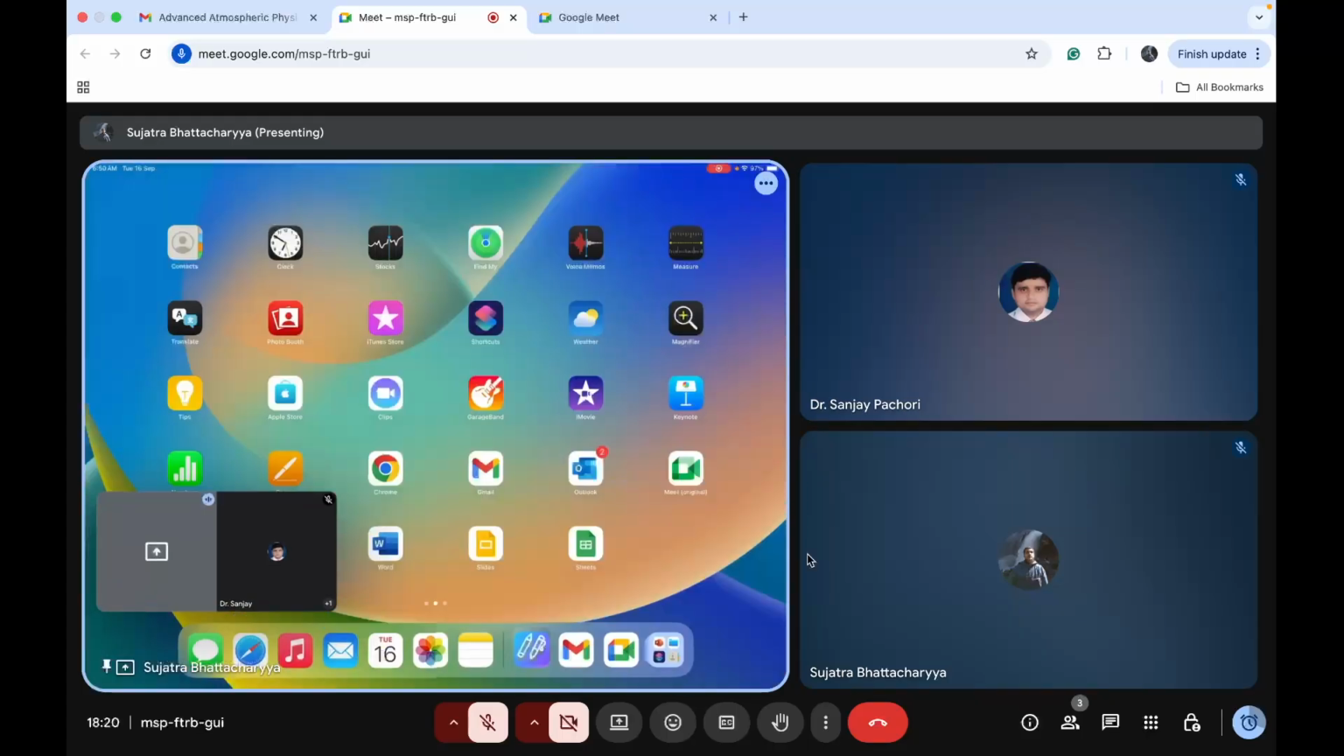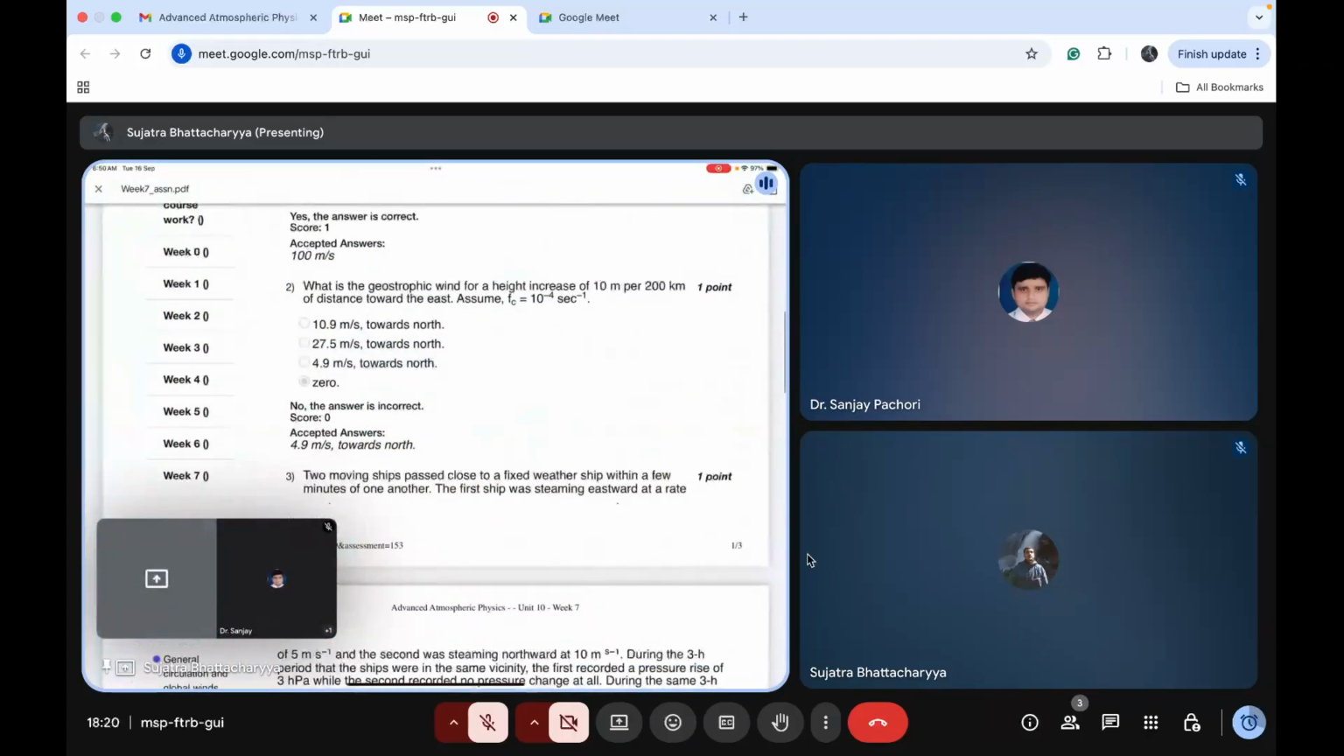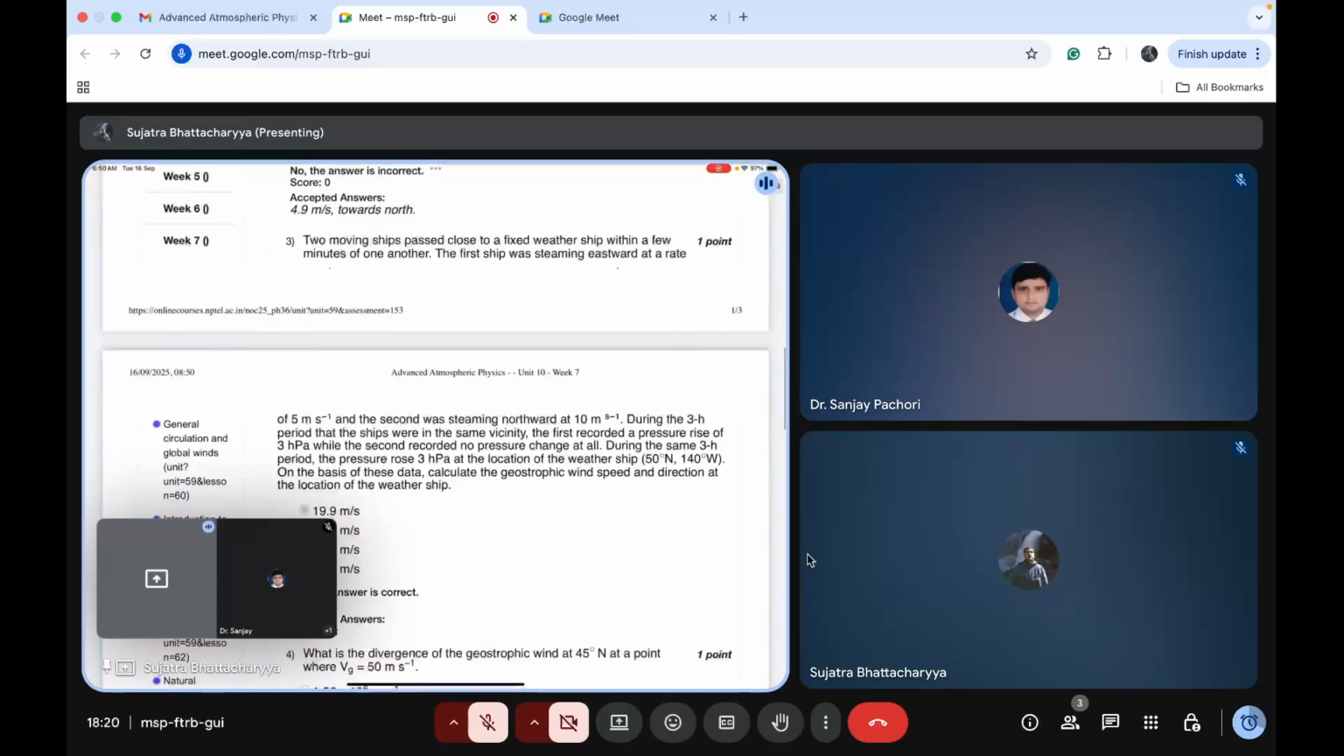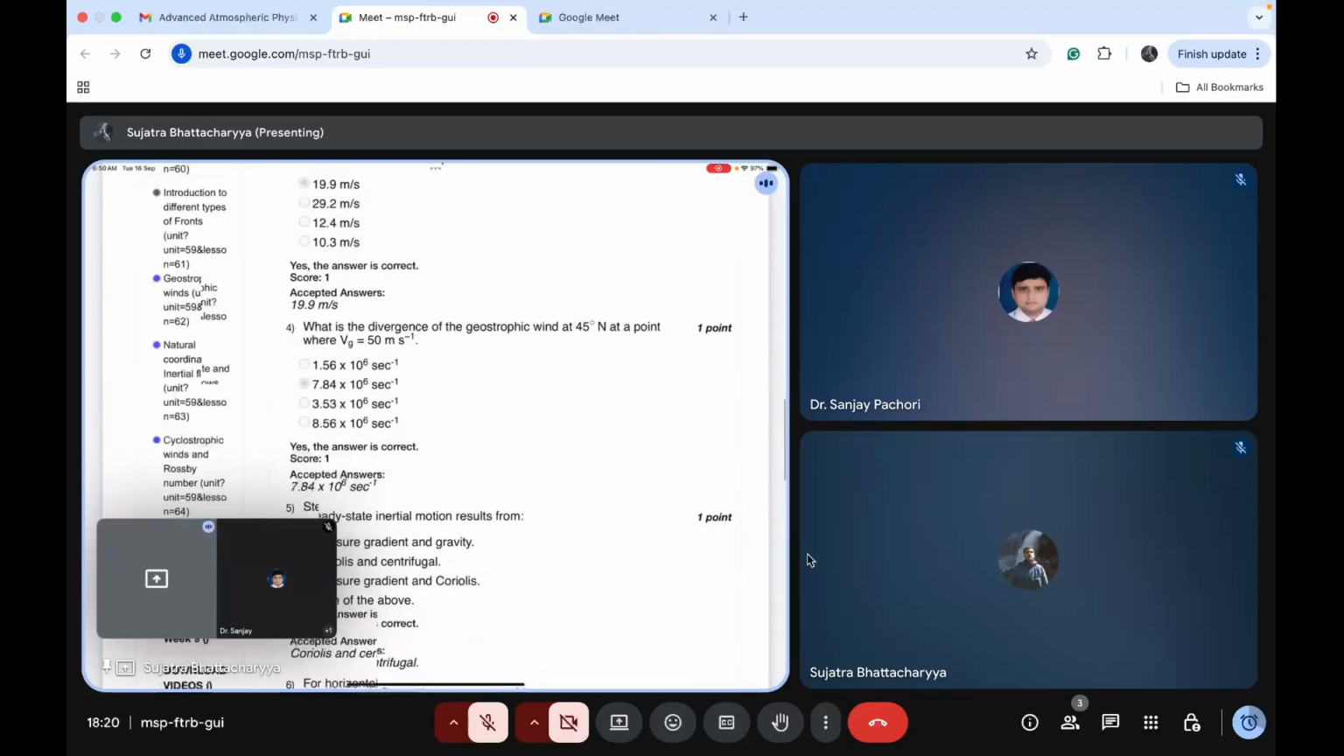So let's go to the question again. See, 4.9 meter per second is the accepted answer. It is towards the north. The third question is a bit tricky, so we will keep it for the last. Let us discuss the other ones.